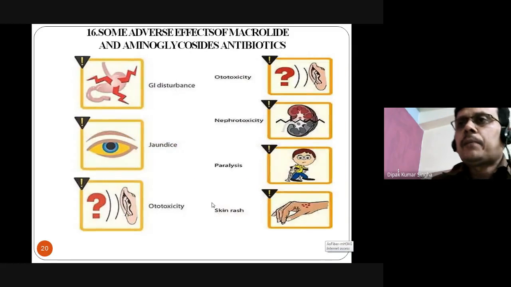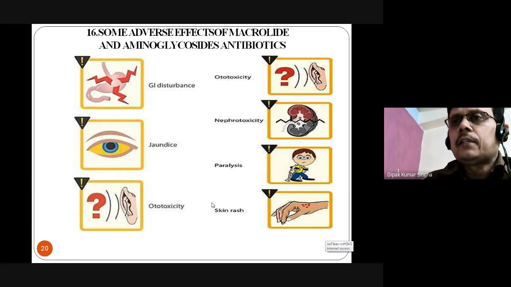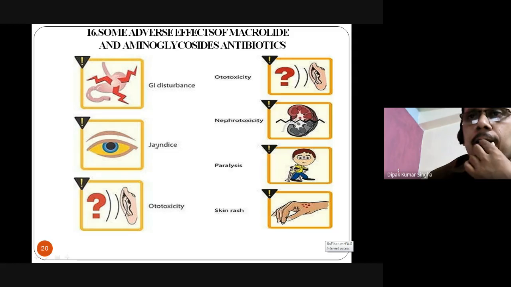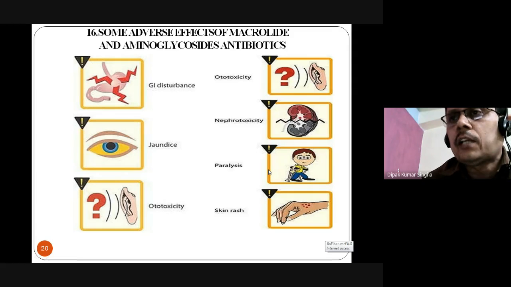And some adverse effects of macrolides and aminoglycosides, especially for the aminoglycoside: ototoxicity, GI disturbance, jaundice, nephrotoxicity, paralysis, and skin disease. GI disturbance, diarrhea, nausea, vomiting, jaundice, I think there is ototoxicity. Ototoxicity, basically the 8th cranial nerve will be damaged. Nephrotoxicity is kidney damage, and paralysis, sometimes a neurological problem, and skin disease come due to the aminoglycoside.